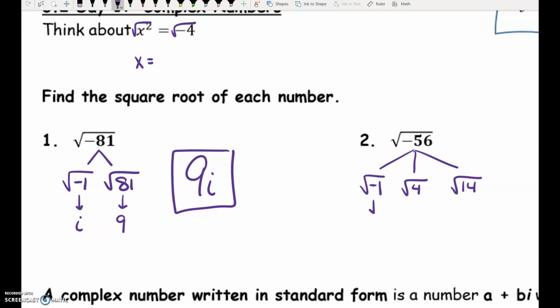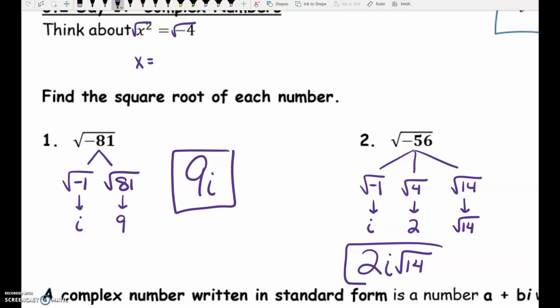Okay, the square root of negative 1 is i. The square root of 4 is 2. The square root of 14, we can't simplify any further. The correct order to write this, you want to write the number part that's not under the radical, then the i, and then the stuff that's still stuck under the radical. So 2i times the square root of 14 is the correct order to write that simplified radical.